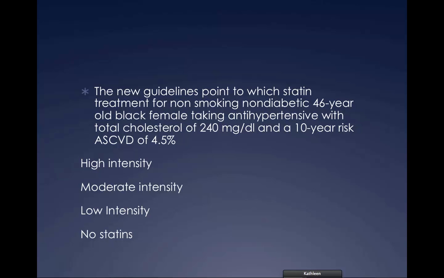The new guidelines point to which statin treatment for a non-smoking, non-diabetic, 46-year-old black female taking antihypertensive with total cholesterol of 240 and a 10-year risk score of 4.5? High intensity, moderate intensity, low intensity, or no statins? And the answer is no statins.